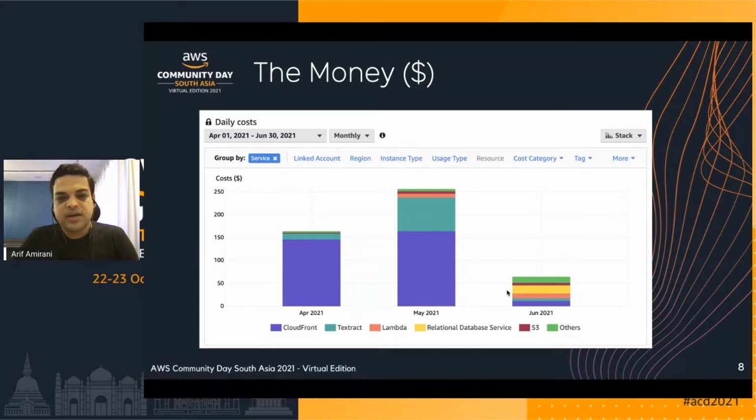We couldn't reduce that. We ended up adding a lot of caching and a few other things. We'll talk about those aspects as we go along. But data transfer was the only thing that we ended up spending money on, right? Everything else was pretty much under the free tier.